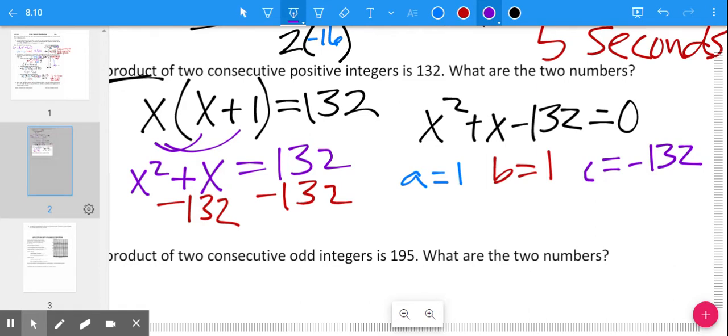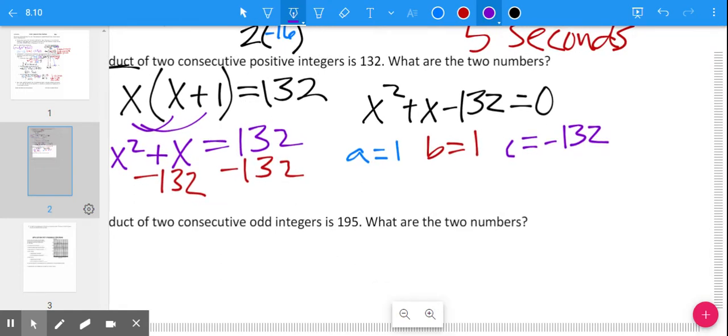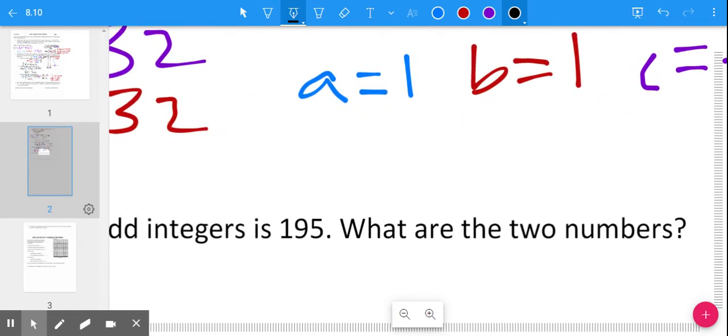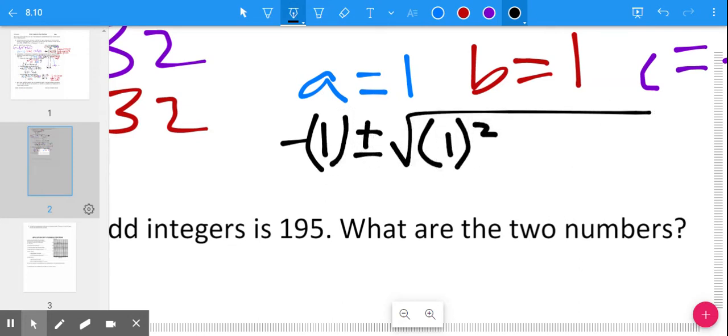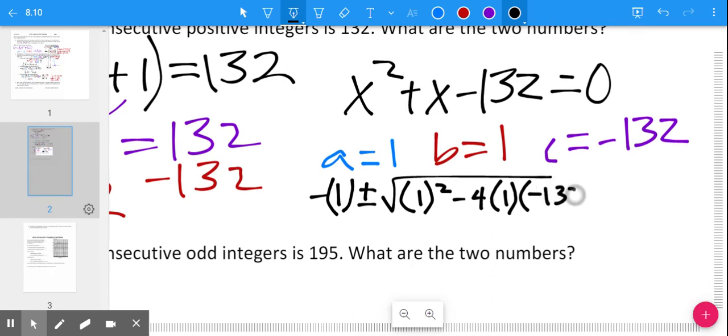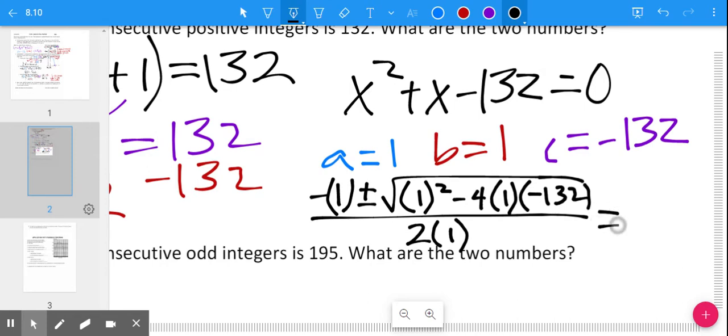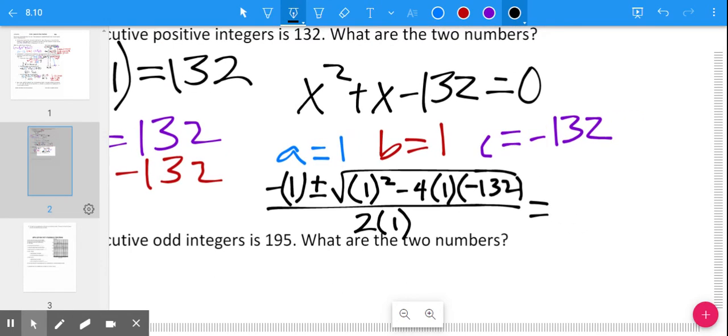On the last one, I'm going to set it up for you guys, but not actually solve it. This one I'll walk you through so you know how to find the second term once you have the first one. So we have negative b, which is 1, plus or minus the square root of b squared minus 4ac, over 2 times a. When you do that, you get out 11.